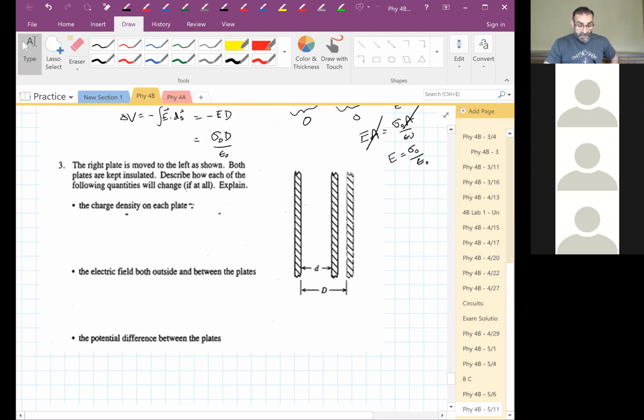Okay, charge density remains the same. Why does it remain the same? Because these plates are insulated, right? They are isolated from each other, from everything else. The charge can't go anywhere and it can't get any new charge. So when you move them around, can't get any more charge, can't lose it. So Q has to stay the same. The area of the plate's not changing. Sigma stays the same.